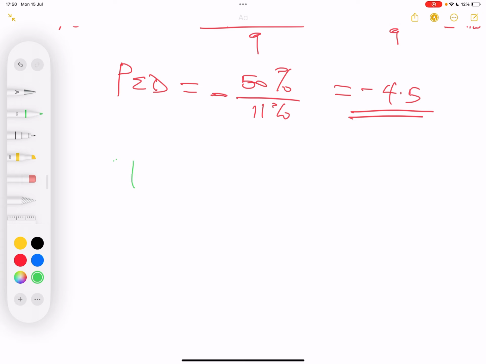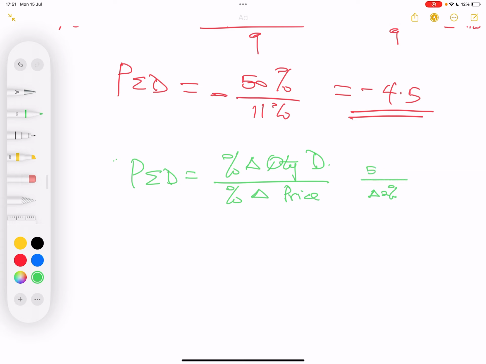Remember, we said that price elasticity of demand is equal to the percentage change in quantity demanded over the percentage change in price. What does it mean? It means that you want to check by how much the quantity will change if price changes. So let's say price changes by just 2%, and just because of that 2% change, the quantity demanded changes by 50%. This is huge, because this will give you an answer of 25, right? Negative 25.